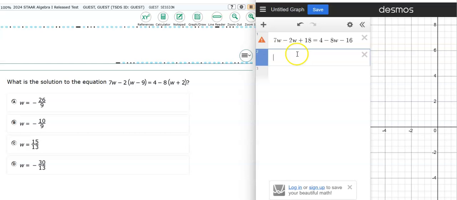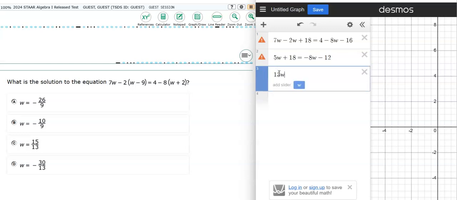So now we have combining like terms in both sides of the equation. 7W minus 2W is 5W, and then it is plus 18 equals -8W, and then 4 minus 16 is -12. Now I would get rid of the smaller thing that has a W, and -8 is smaller than 5. So I would add 8W to both sides, and by adding 8W, that makes it become 13W plus 18 equals -12.